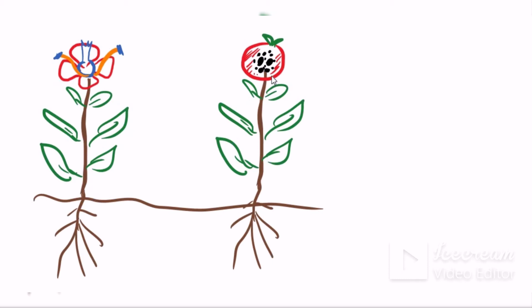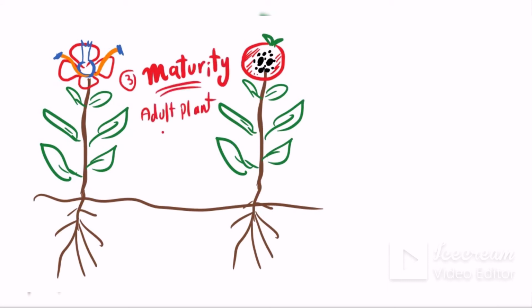Okay, now if we take this seed and put it on the soil, it can grow again and make a new plant. And this part here, in these stages, is called maturity. Maturity is when an adult plant can make seeds and cover the seed with fruit.